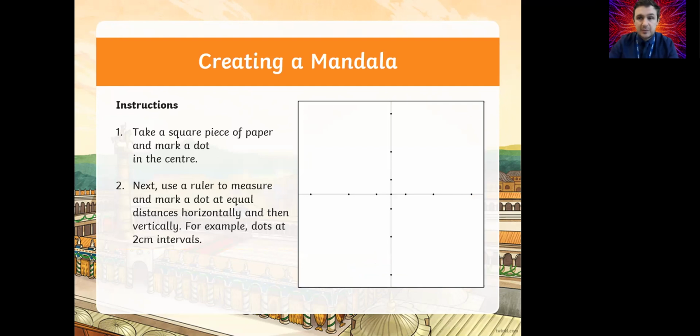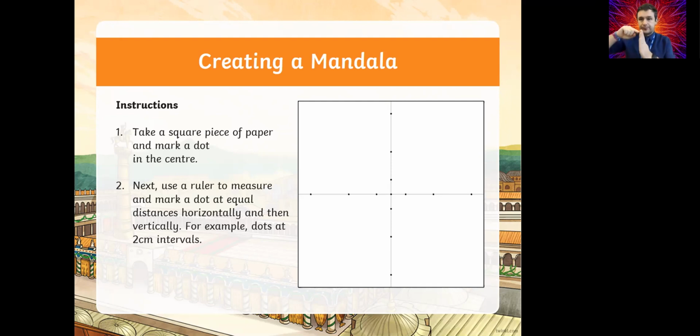Then you're going to have to be really precise with this, and I'd love to see if some people can have a go at doing this. You need to make a dot in the center. If you want to find the center, you can fold it in half, vertically, horizontally, diagonally, and those lines, if you've done it accurately, will meet in the center. Then you need to use a ruler to measure and mark a dot at equal distances, horizontally and vertically. For example, on here they've done it at 2 centimeter intervals.